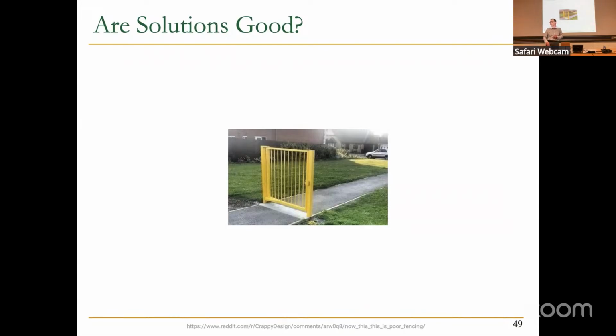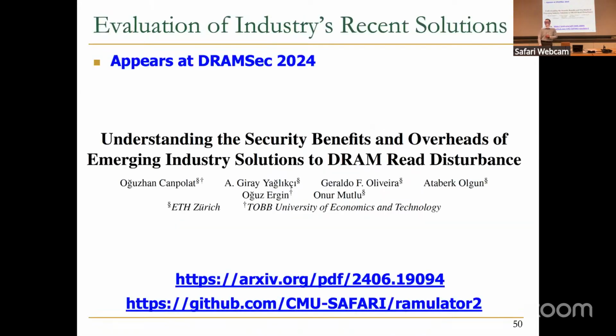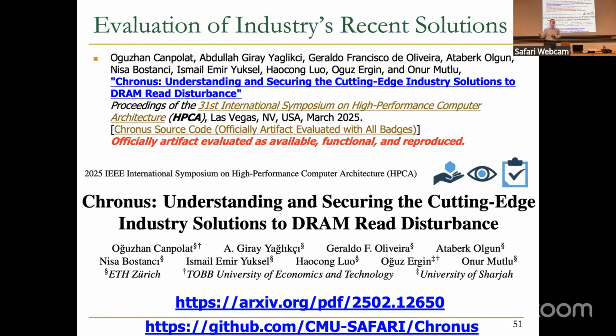So the question is, of course, are solutions good, right? This is one solution to a problem. You can guess what the problem may be, but it's not a good solution, as you can see, right? If you throw this picture to a 10-year-old kid, they will tell you it's a terrible solution. If you throw this picture to a 90-year-old kid, they will also tell you it's a terrible solution, hopefully. Yeah. So we keep evaluating industry solutions, and we have papers on this topic that I'm not going to discuss, but in general, solutions become better if the controllers are more intelligent on the memory side. So you need to be much more memory-centric.